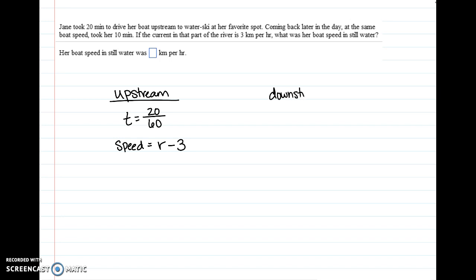Hope that makes sense. Downstream, however, she's flying. It only takes her 10 minutes, or 10/60ths of an hour, but her speed is r plus 3, because whatever speed her boat is going, she's getting an extra 3 kilometers per hour because she has the current in the river working with her instead of against her. So distance equals rate times time. Same distance up and down the stream.